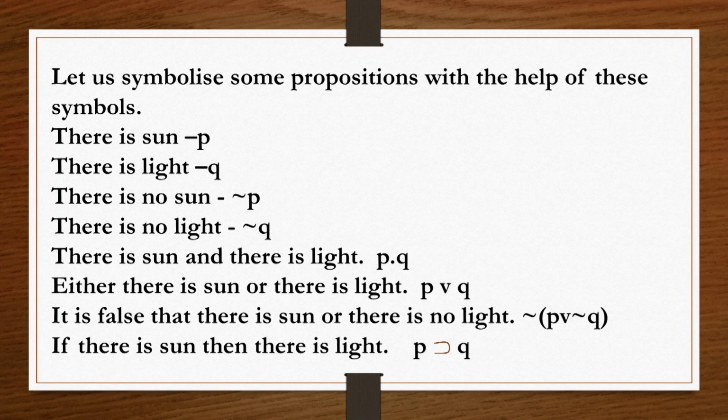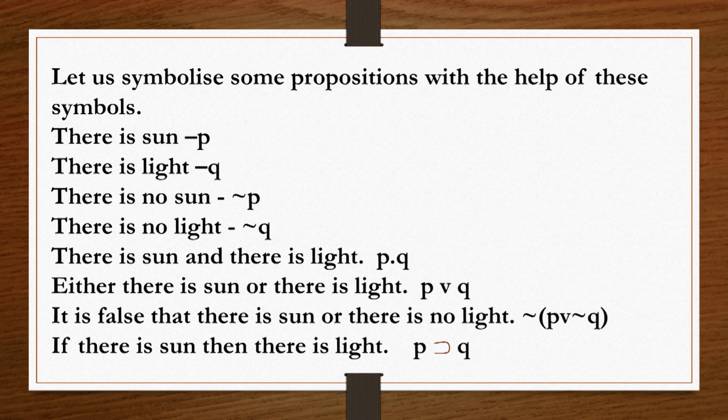There is no sun. There is sun I write p. There is no sun I write not p. Then there is no light. There is light I write q. There is no light I write not q.